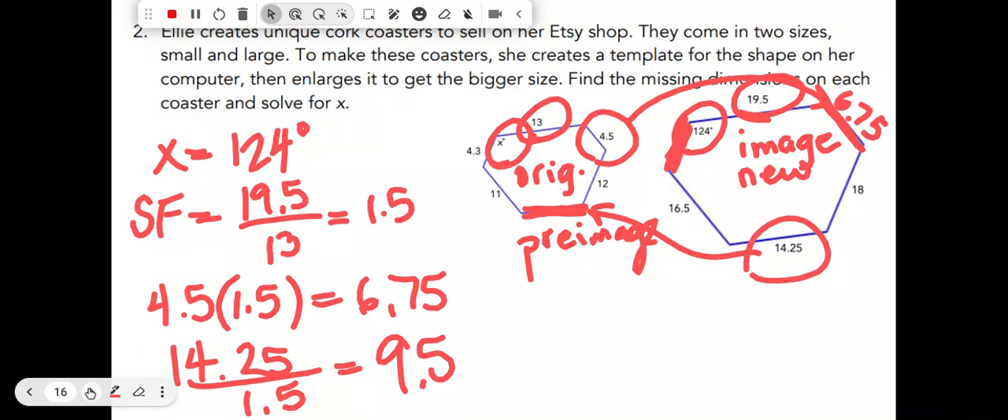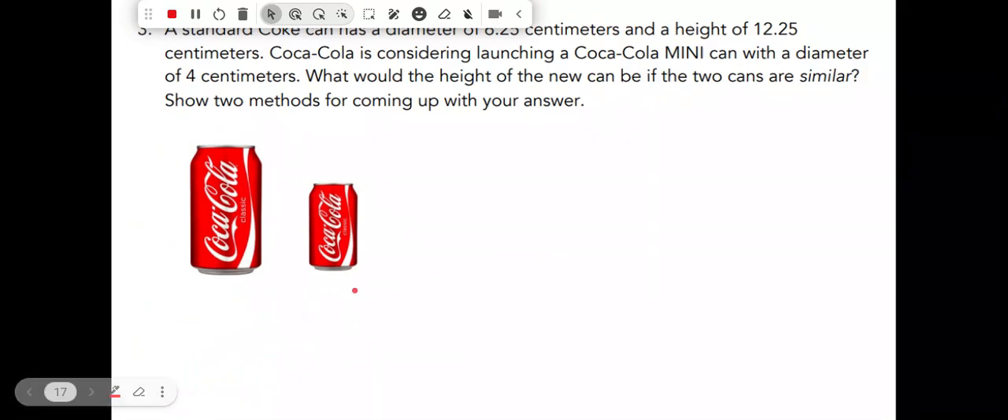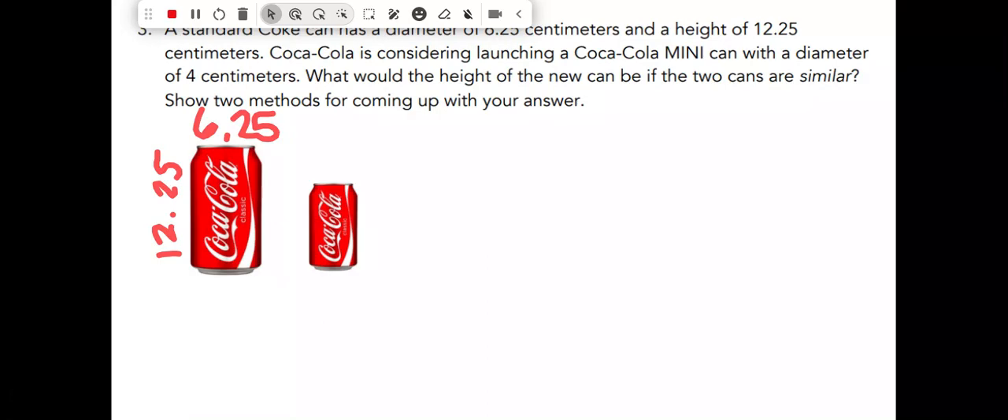Last one for today. Coca-Cola standard Coke can is 6.25 centimeters in diameter. That means across the circle on the top. And has a height of 12.25 centimeters. They're thinking about making little baby cans that are similar. Ooh, they are similar with a diameter of 4 across the circle on the top. And they want to know what the height would have to be. It says show 2 methods for coming up with your answer. I'm going to show you one. And then you come up with another method.